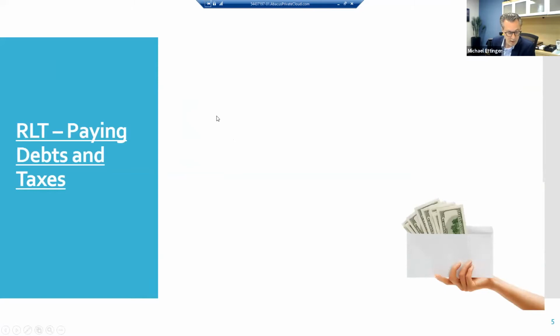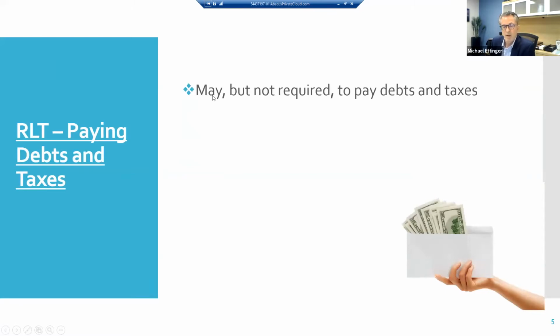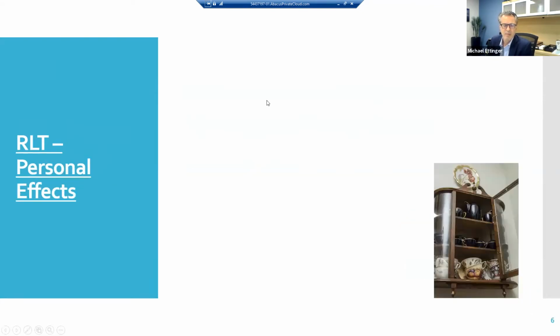What about on your death, your debts and taxes? The trust may pay your debts and taxes, but it's not required to. If there is no other source, they can go into the trust, but they don't have to. You can't require debts and taxes to be paid out of IRA or 401k money. That violates IRA rules, because it may be more than you're permitted to take.